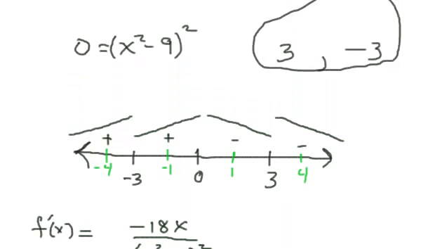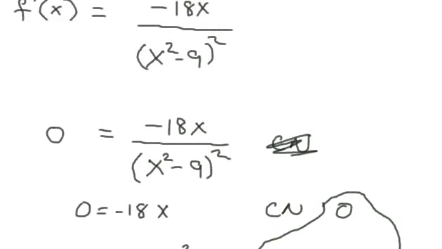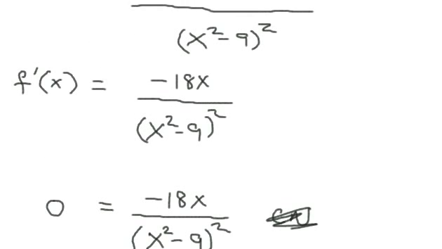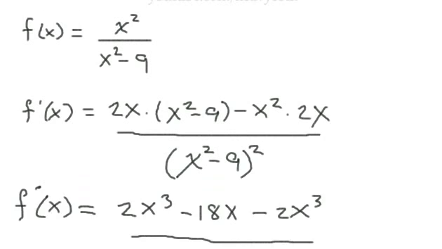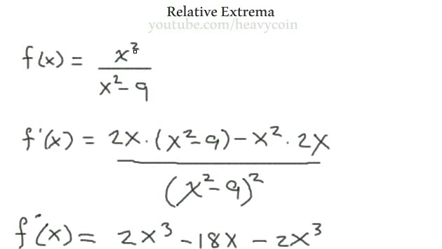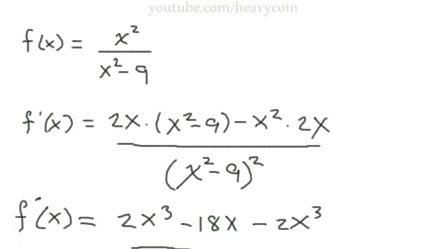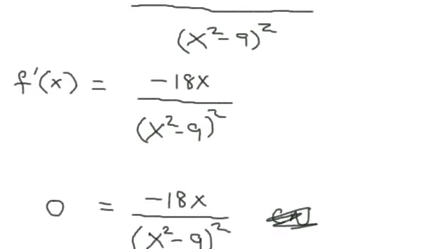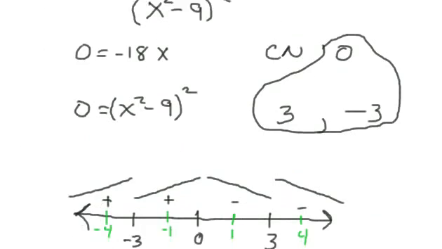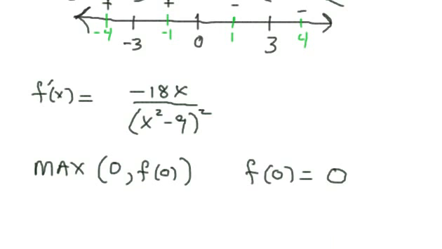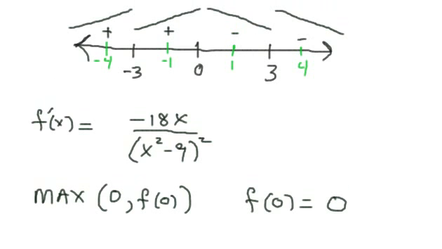Plug 0 into the original. I think that's up here somewhere. Let's scroll up and look at it. Somewhere way up here. Okay, right, plug 0 in, you get 0 squared is 0, so you get 0 in the numerator, and minus 9, so that ends up being 0. Alright, moving back down again. Alright, so 0, 0.